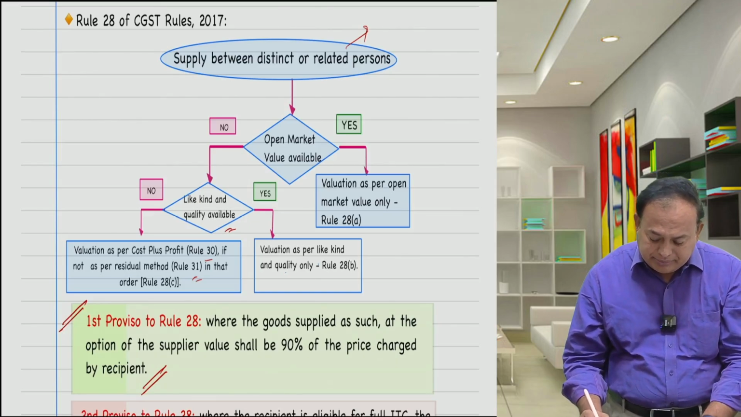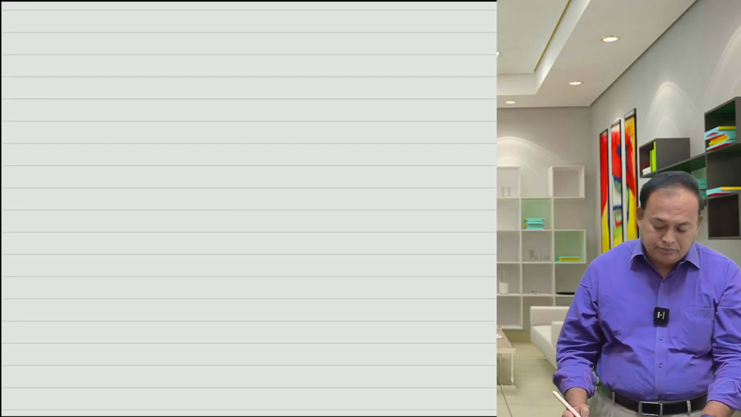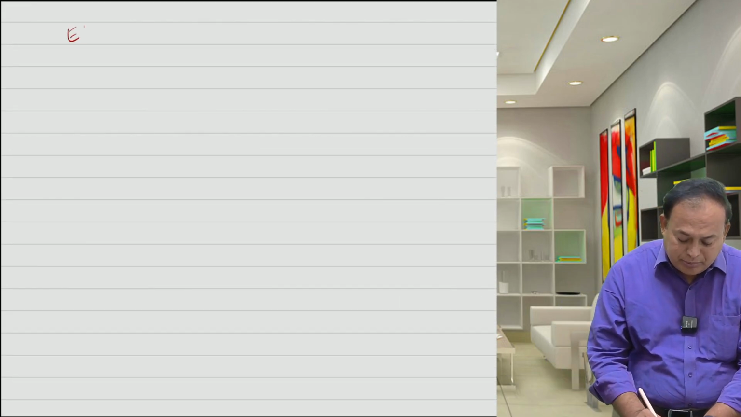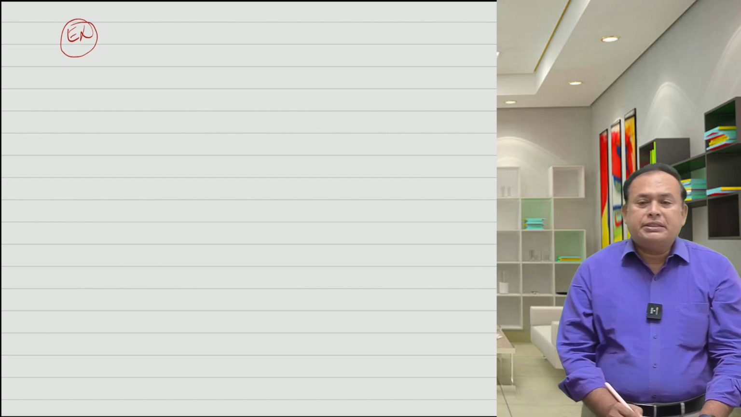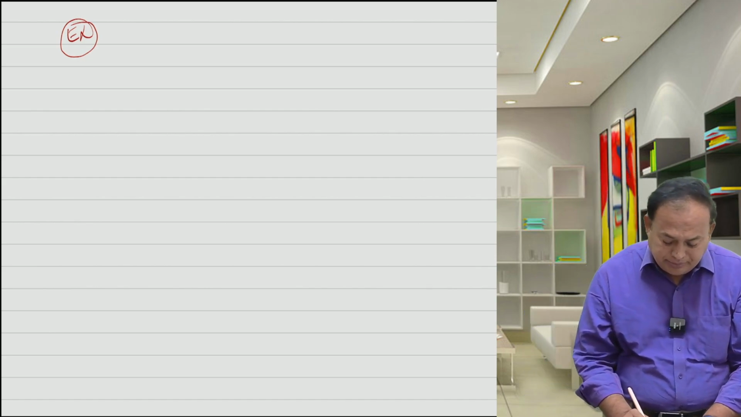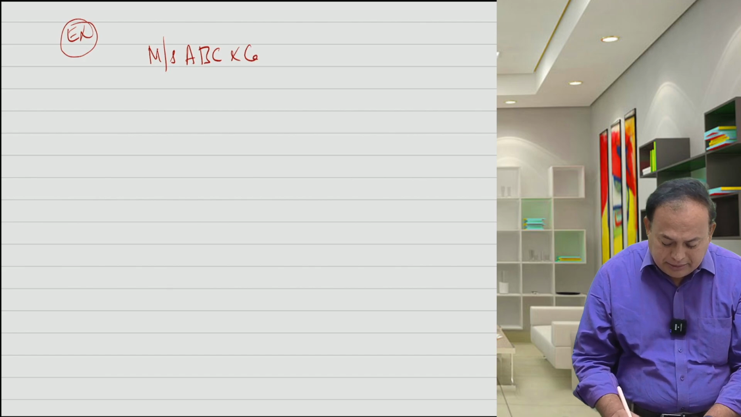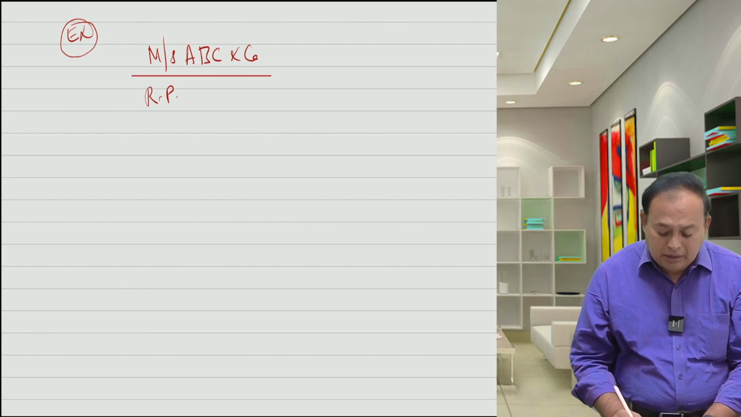I will tell you here with one example. Dear friends, there is a head office, let us say M/s ABC and Company, a registered person, located in Chennai.